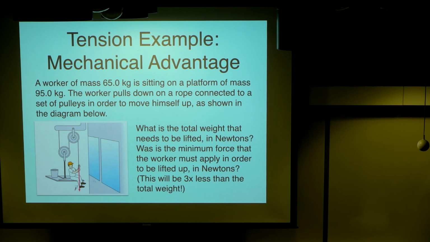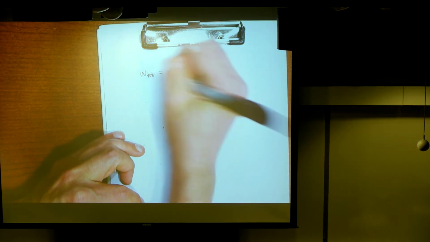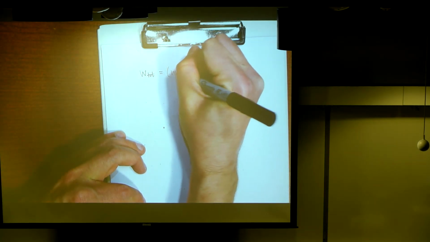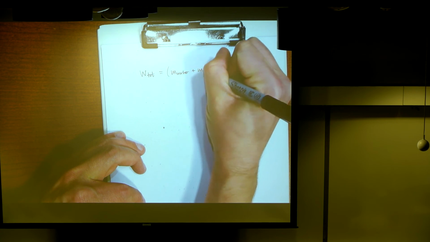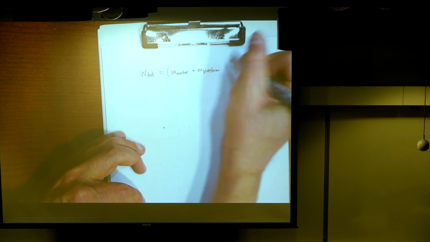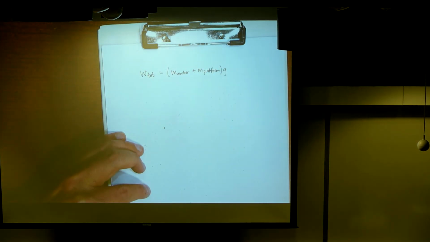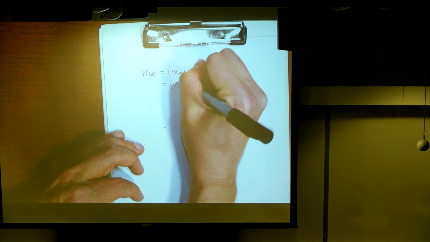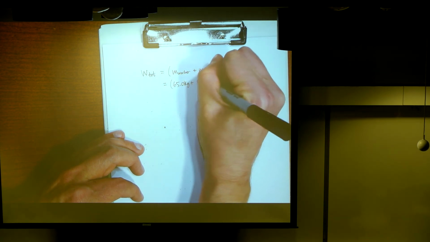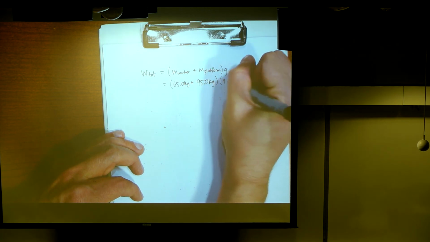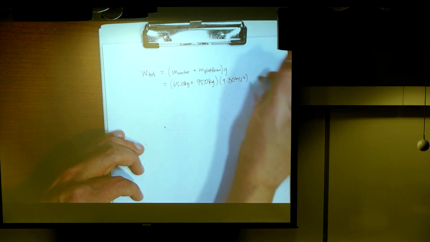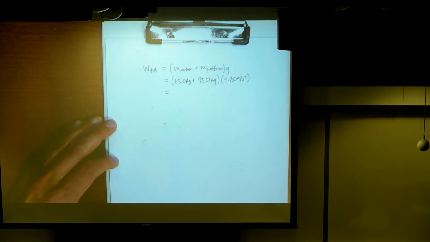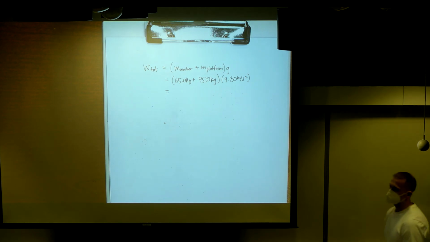Let's do the first part, which is, what is the total weight that needs to be lifted up? That's pretty straightforward, right? The total weight that needs to be lifted up is the mass of the worker plus the mass of the platform times g. So the combined mass times g is the combined weight that needs to be lifted. So if the worker is 65 kilograms and the platform is 95 kilograms, if we multiply that by g, which is 9.8 meters per second squared, we'll get the total weight that needs to be lifted up. So can someone punch that in and tell me what it is?